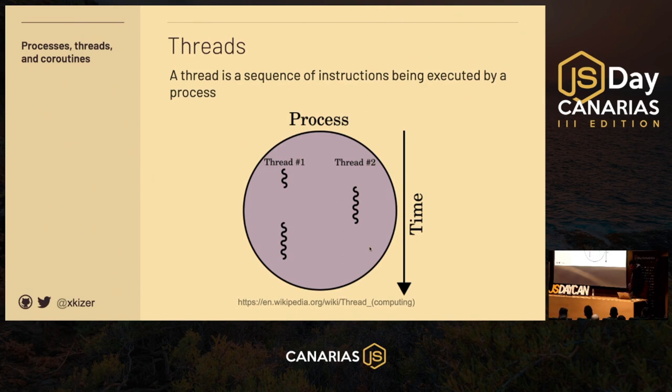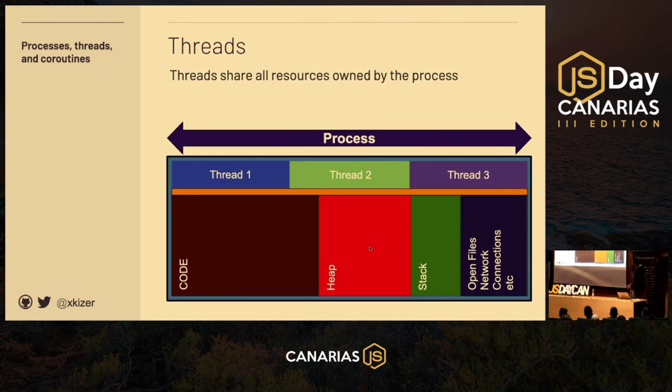Now, threads also share the resources of the main process. Here we have three threads, and each one has access to everything that the process has access to. Threads do not have privacy, any kind of privacy. So threads share code, threads share the heap, and threads even share the stack. Usually the stack is divided among the threads. I mean, each thread is assigned a portion of the stack, but there is no mechanism that prevents one thread from accessing the information in the stack of another thread.